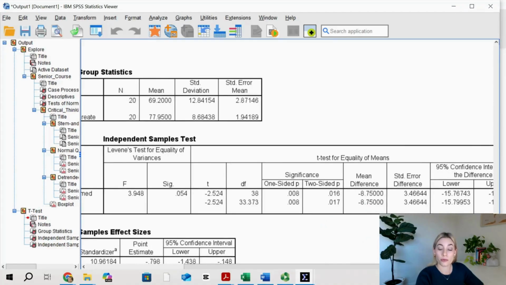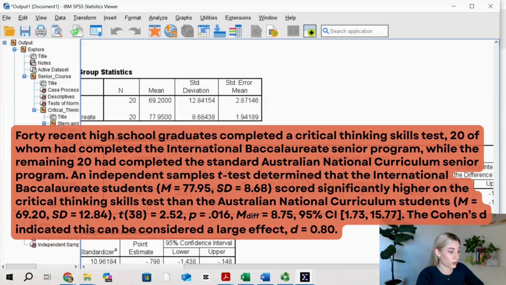The write-up for this test could look as follows. 40 recent high school graduates completed a critical thinking skills test, 20 of whom had completed the International Baccalaureate Senior Program, while the remaining 20 had completed the Standard Australian National Curriculum Senior Program. An independent groups t-test determined that the International Baccalaureate students scored significantly higher on the critical thinking skills test than the Australian National Curriculum students. The Cohen's d indicated this can be considered a large effect.